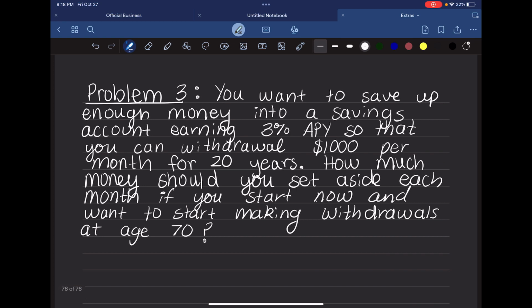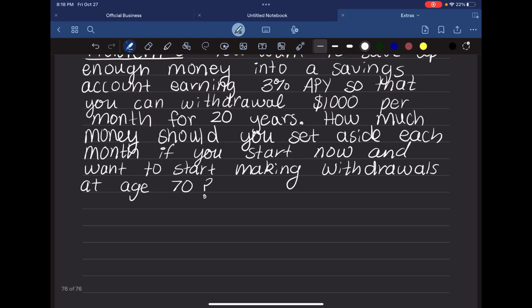All right, so the third problem says we want to save up enough money in a savings account earning 3% APY so that we can withdraw $1,000 per month for 20 years. How much money should you set aside each month if you start now and want to start making withdrawals at age 70?